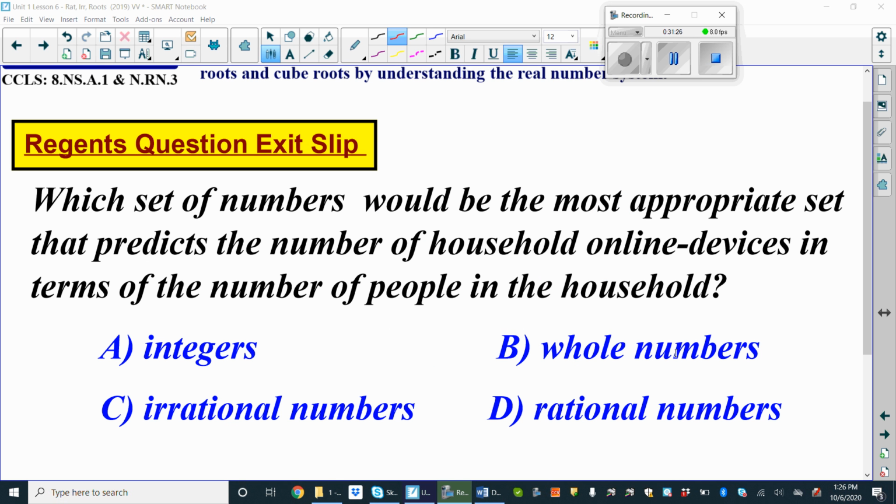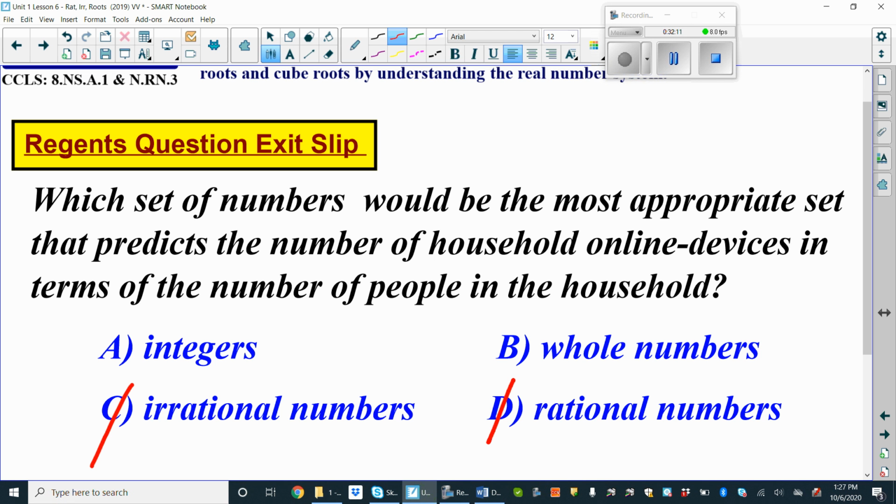So the last question for the exit slip says, it's from a Regents question. Which set of numbers would be the most appropriate set that predicts the number of households online devices in terms of the people in the household? So when you think of your counting online devices in a household, you're not going to count using rational numbers, right? Do we count using fractions and decimals when we're talking about online devices? No, we're going to count as 1, 2, 3, 4, 5, 6. We're not going to have possibly 1.5 computers in the households because you can't have a half of a computer. So rational numbers are out.